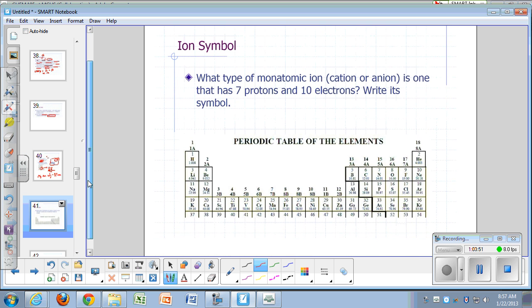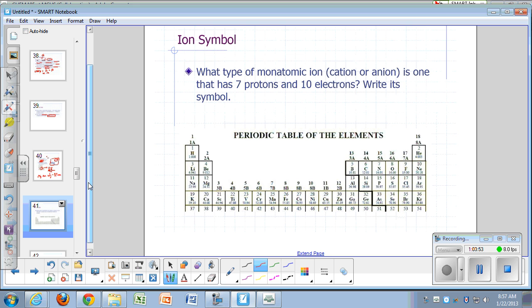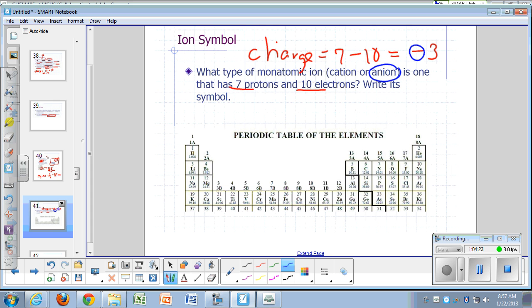Okay, so here's your periodic table again, and here's a question. What type of monatomic ion is one that has 7 protons and 10 electrons, and what's its symbol? So what's our charge here? Number of protons is 7, minus number of electrons, which is 10. Our charge is -3. So it's a negative charge, so that means it's an anion, a negative ion.